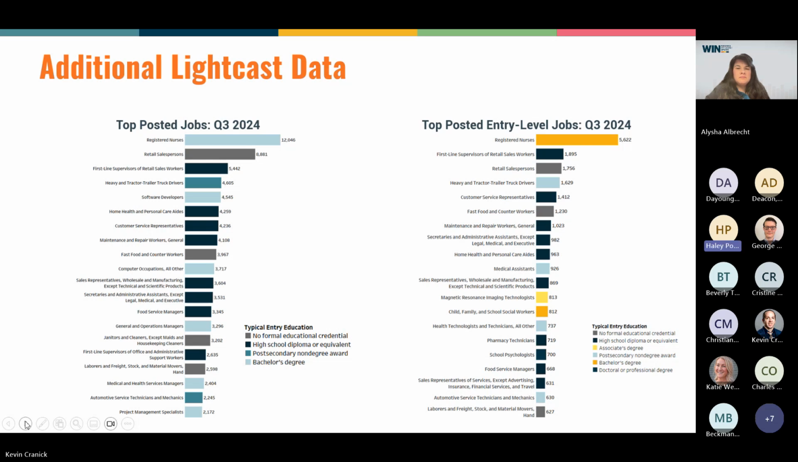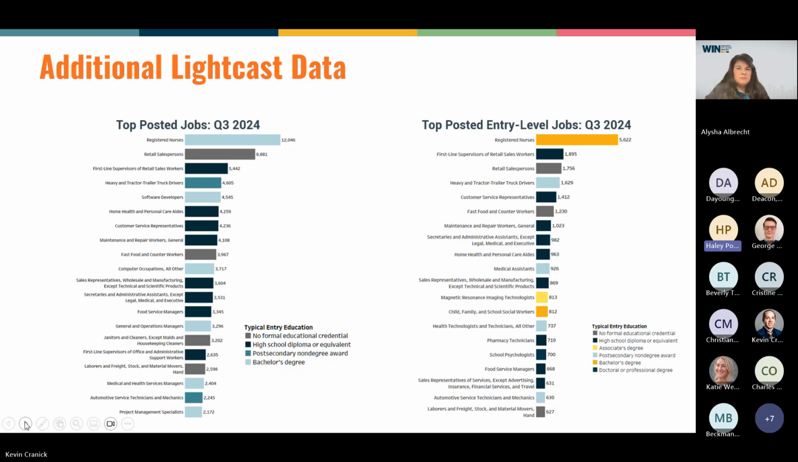So this is more of a top posted jobs chart. We do the top 20, and then also based on what kind of education they prefer. As you can see, registered nurses, like I said, is usually the top one or two. And just their, sorry, I clicked out of the screen.